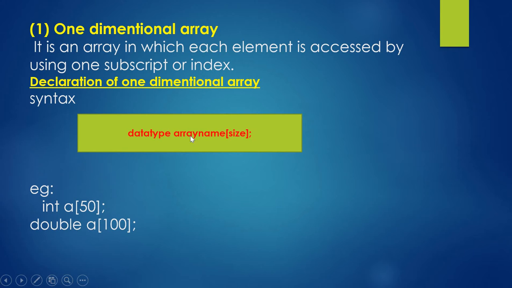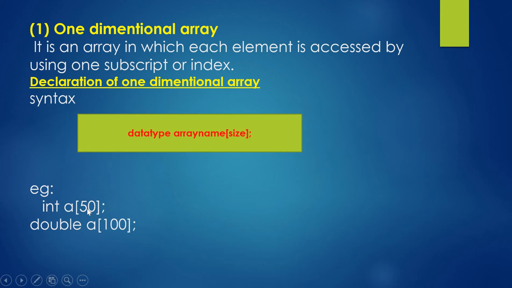Then the array name. For example, int a of 50. In int a of 50, what's the array name? The array name is a. Then what's the data type? Integer. The data type of an array is integer means all the elements should be of integer data type. Here, the maximum number of elements is the size of the array.